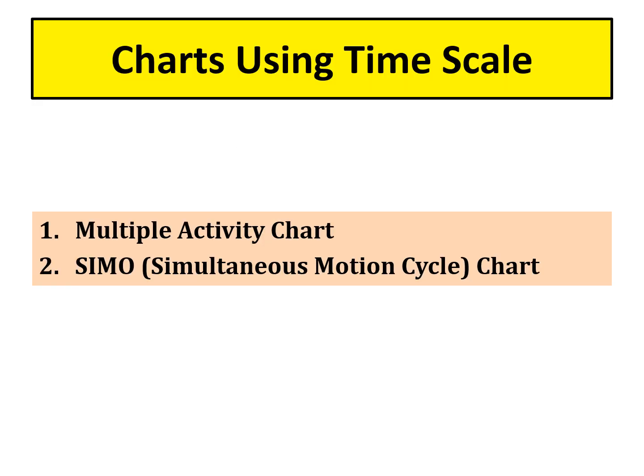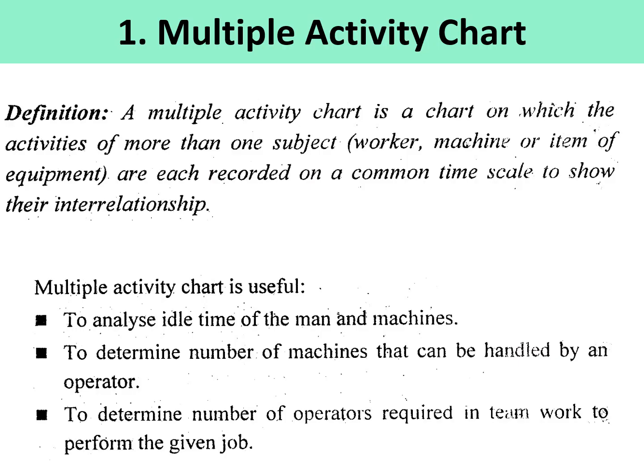There are two kinds of charts we are going to see today. One is the multiple activity chart, another one is the SIMO chart, that is the simultaneous motion cycle chart. These two come under charts using a time scale unit. The first one is the multiple activity chart.